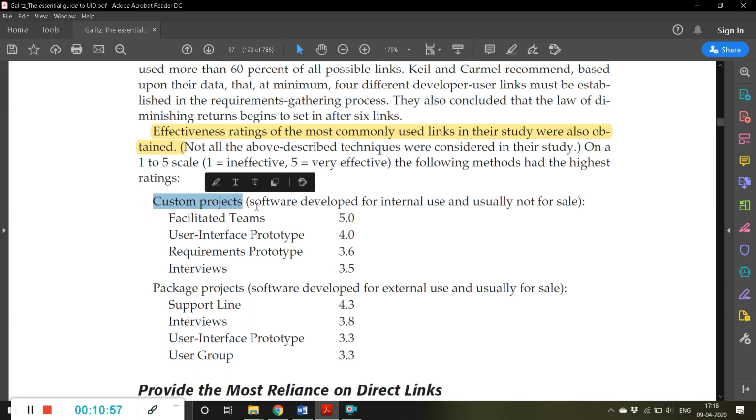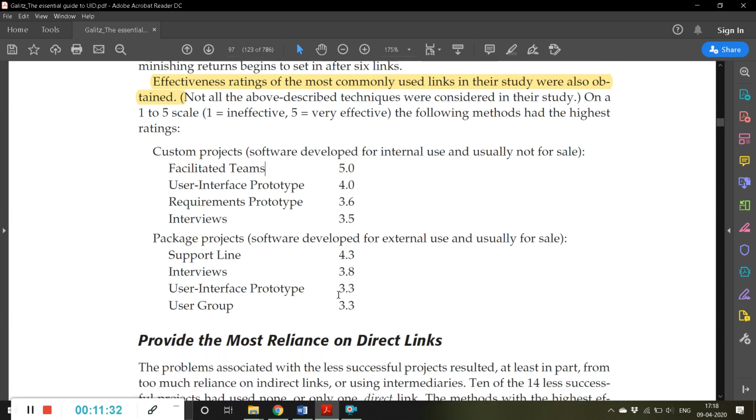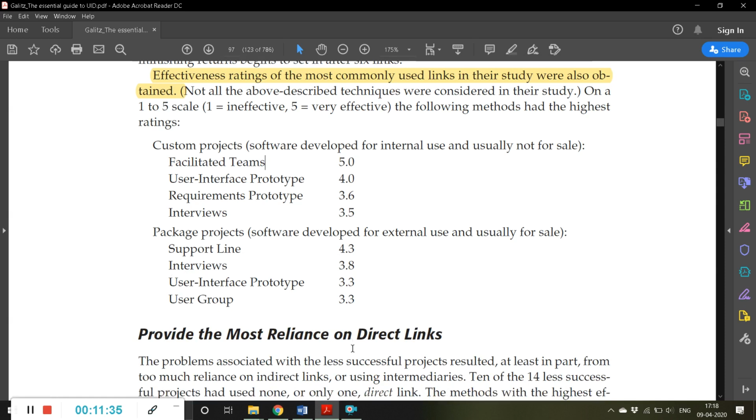This is for custom projects, in the sense of software developed for internal use and usually not for sale. If it is a packaged product, that is software developed for external use and usually for sale, the highest rating was given to support lines. Support lines means if the customers have any doubts, they call the customer care. That is the customer line. The next one is interviews, then user interface prototypes, then finally user groups.